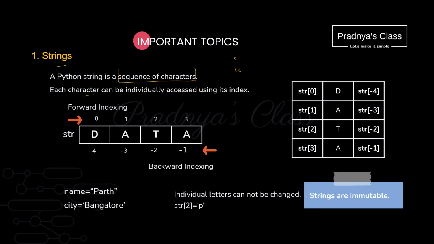Individual character can be accessed using index, which is indicated in a square bracket. We can traverse the string in forward direction using positive indices as well as in backward direction using negative indices. Note that forward indexing starts with 0 and backward indexing starts with -1. Here is the important property of string. It is immutable. We cannot change the individual character of the string.